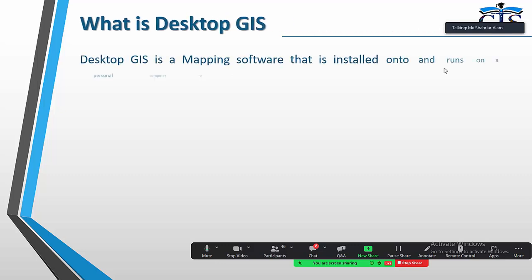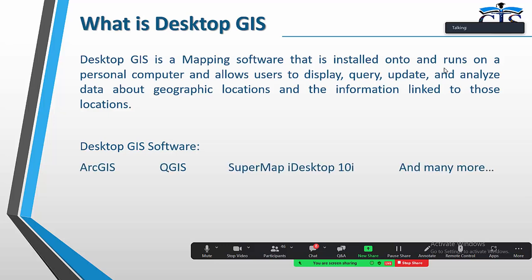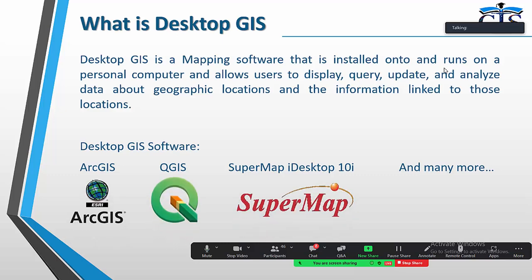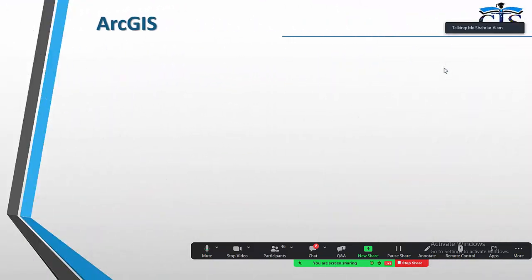What is desktop GIS? Desktop GIS is a mapping software that is installed onto and runs on a personal computer and allows users to display, query, update and analyze data about geographic locations and the information linked to those locations. We have many types of desktop GIS software: ArcGIS, QGIS, SuperMap iDesktop 10i, and many more. Now let's see one by one.